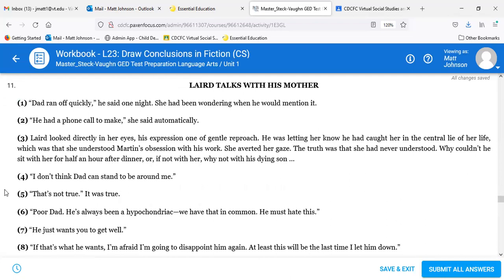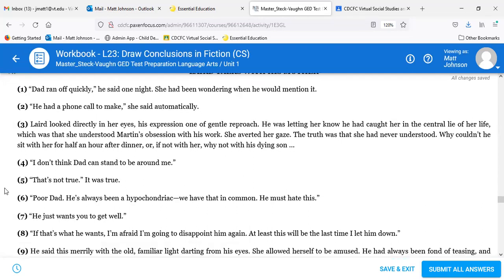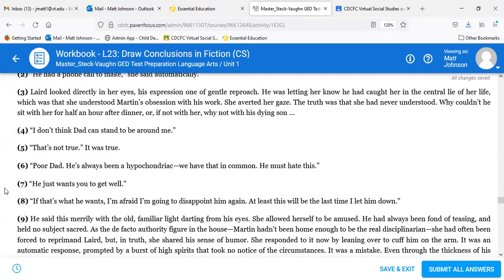I don't think Dad can stand to be around me. That's not true. It was true. Poor Dad. He's always been a hypochondriac. We have that in common. He must hate this. He just wants you to get well. If that's what he wants, I'm afraid I'm going to disappoint him again. At least this will be the last time I let him down.